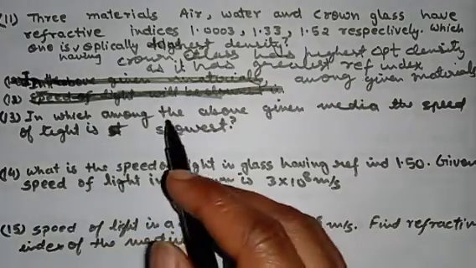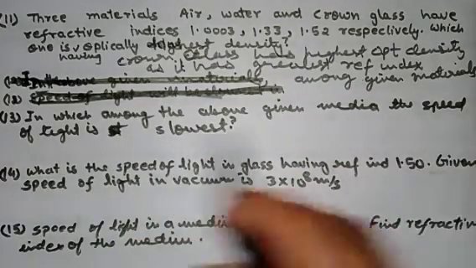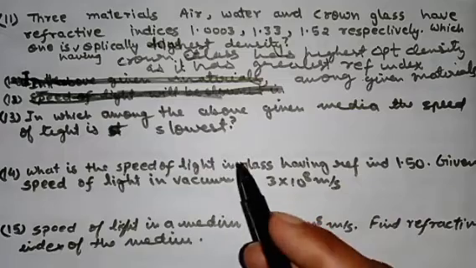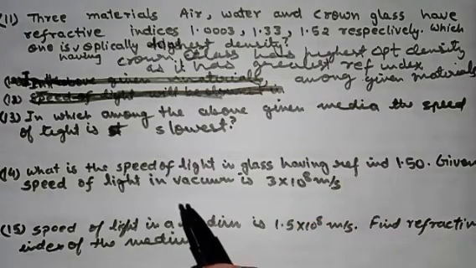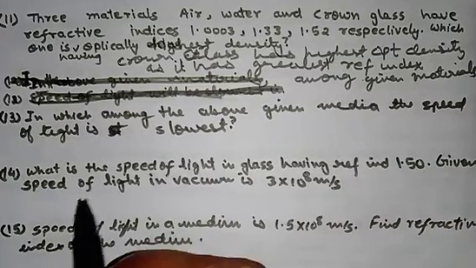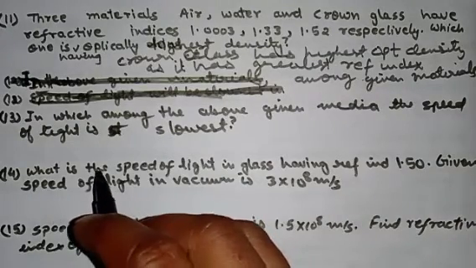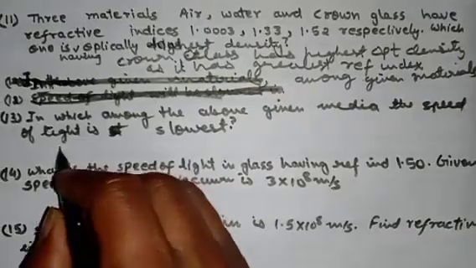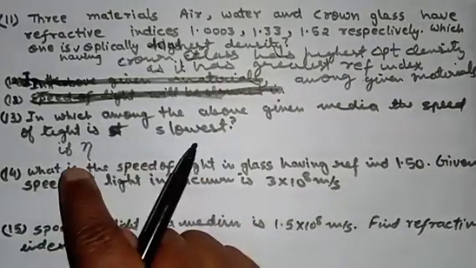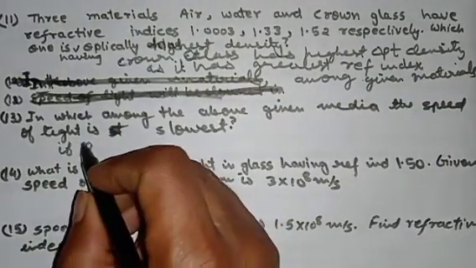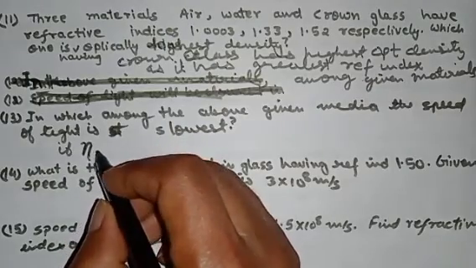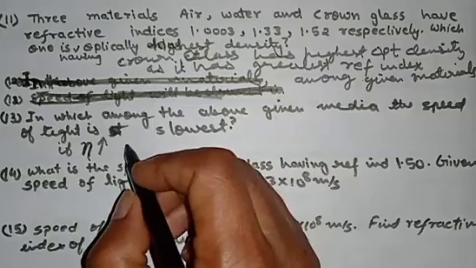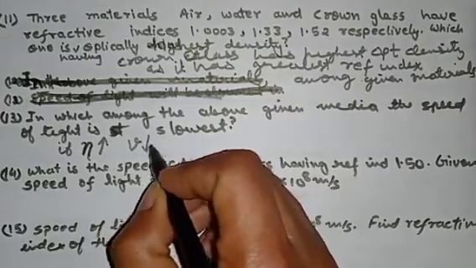Next, in which among the above given media is the speed of light slowest? The medium which has the greatest refractive index will have the slowest light. So remember, if I use the symbol eta for refractive index, or in fact n might be better for you students in class 10th, if n is large, meaning refractive index is large, then the speed will be slower.